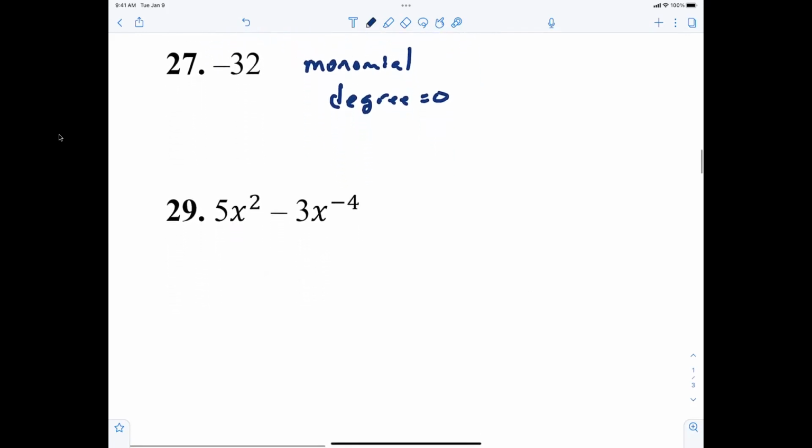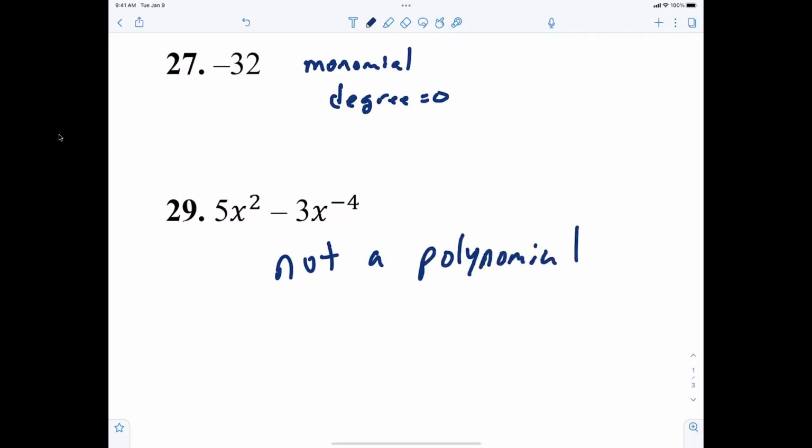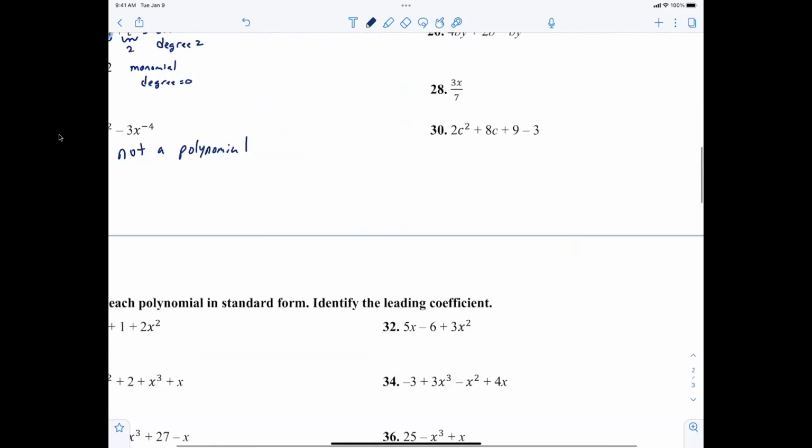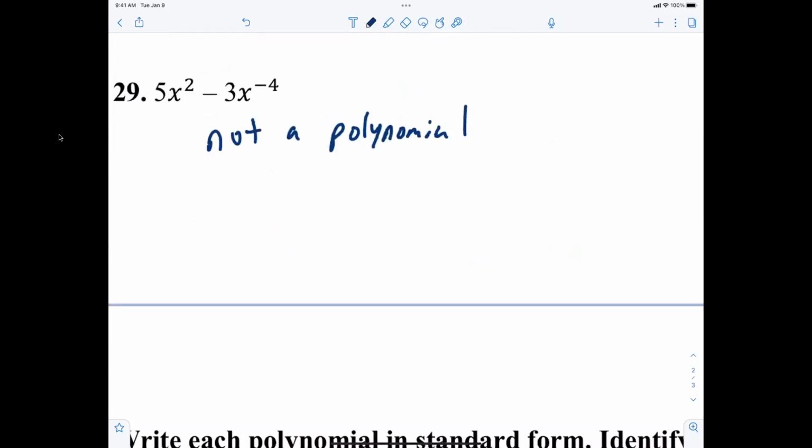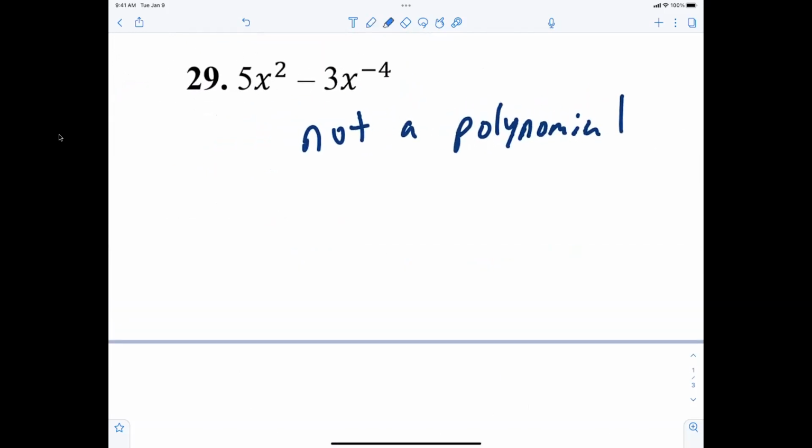Now, 29, we would just say not a polynomial. Not a polynomial. Why would it be? The exponent is negative. No negative exponents. All right, here we go.